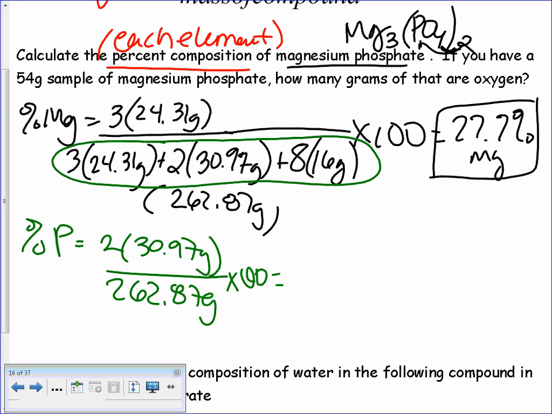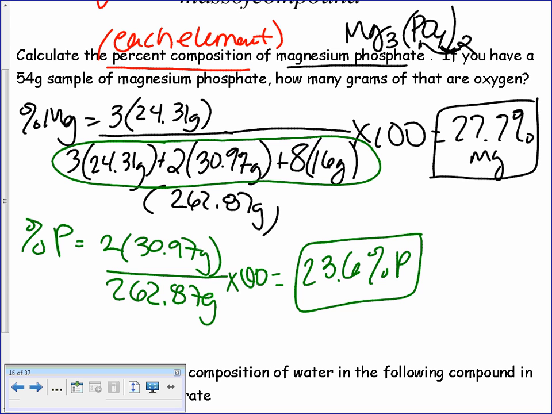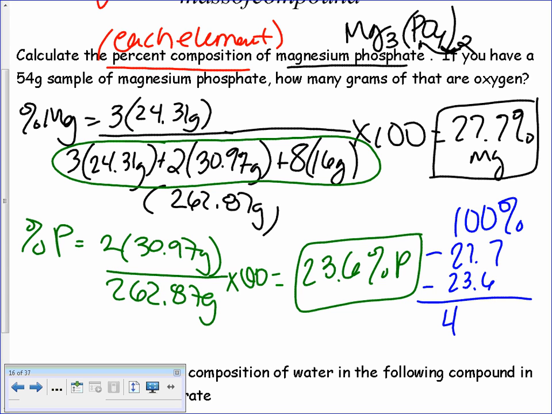So this was 23.6% phosphorus. Okay, so that's what the last point is to say: once you get most of the compound done, there's 1 element remaining. The whole shebang is going to equal 100%. So to get the oxygen, you'll do 100%, subtract 27.7, subtract 23.6, because that's just that added together. So that's going to be 48.7% oxygen.